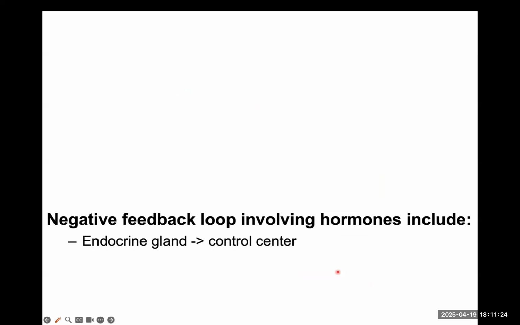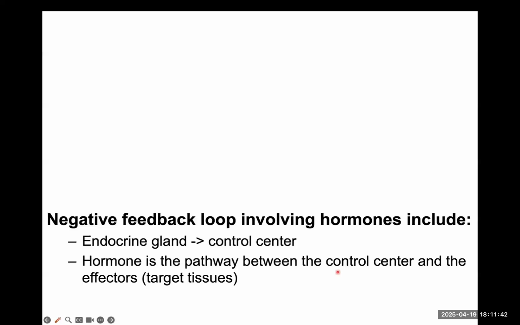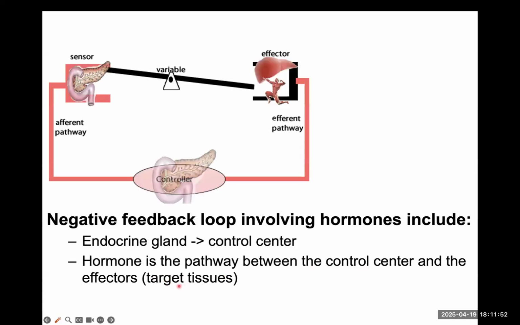So you've probably even seen it before in general biology. Maybe we talked about this a little bit in first lecture when we talked about homeostasis. The way you describe this is by using a negative feedback loop. So let me do this again for you one more time. An endocrine gland has a control center. Hormone is the pathway between the control center and the effectors, which are the target tissues.